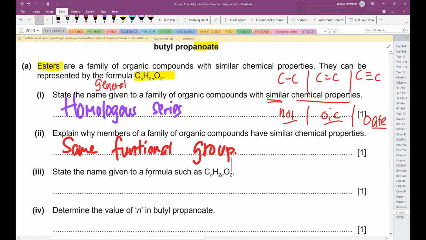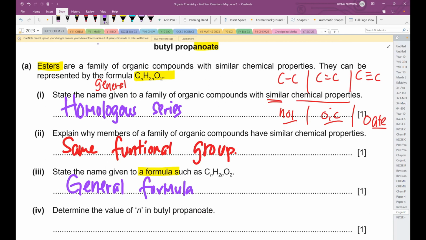Give the name of the formula. What is the formula? The teacher writes down the name, and they give you CnH2n and so on. What kind of formula do we call this? We call it the general formula. Yes, too easy. General formula.